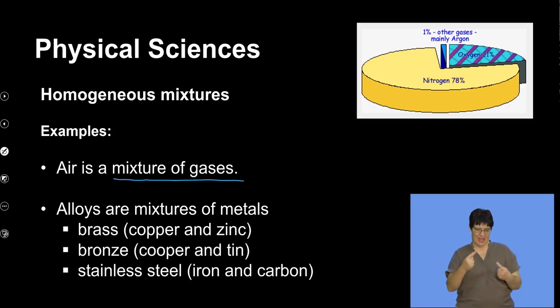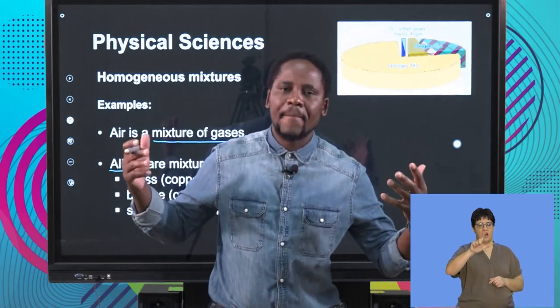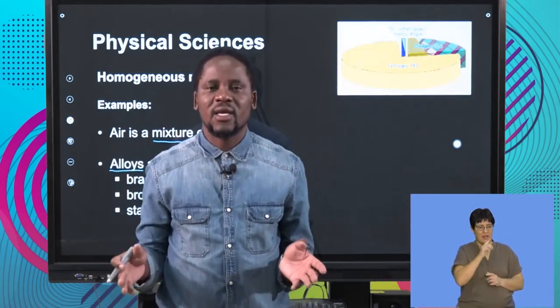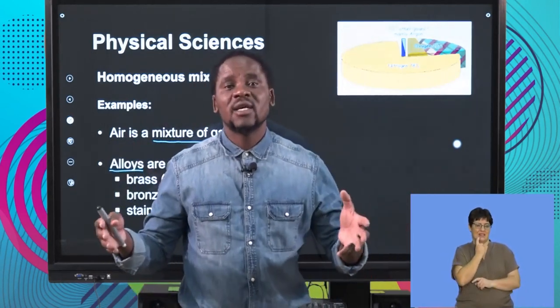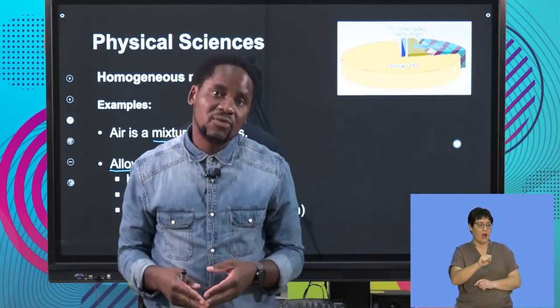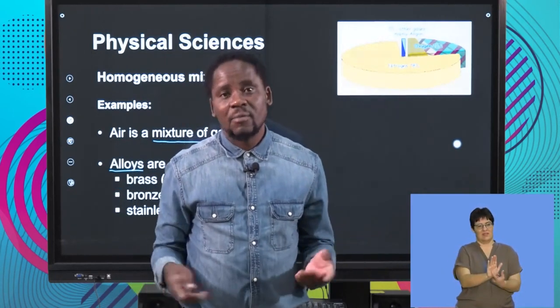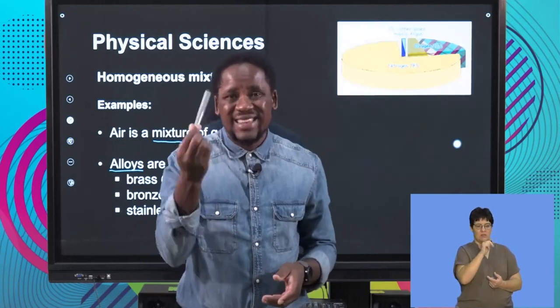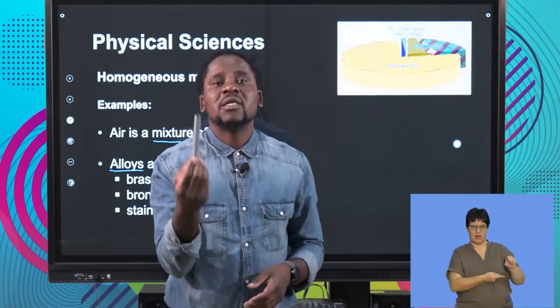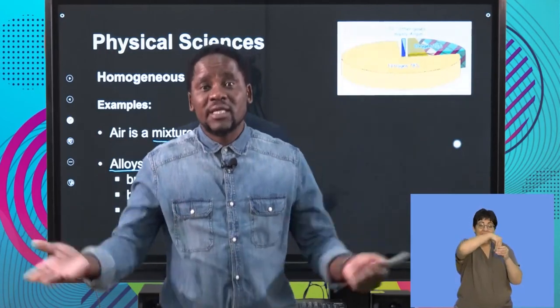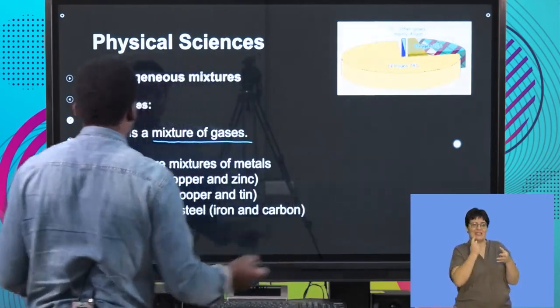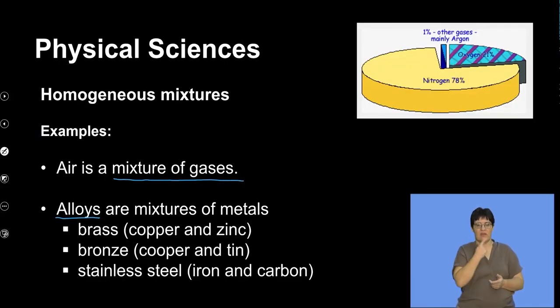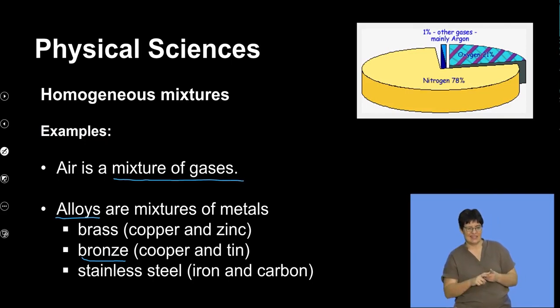And then we also have alloys. Alloys are mixtures of metals, okay? And alloys are also practical examples of homogeneous mixtures, because it's just a solid material. But that particular material is made up of a combination of different metals, okay? Now, you have brass, which is made of copper and zinc, bronze, which is made up of copper and tin, stainless steel, which is made up of iron and carbon.